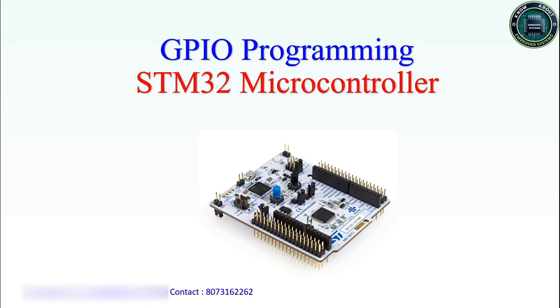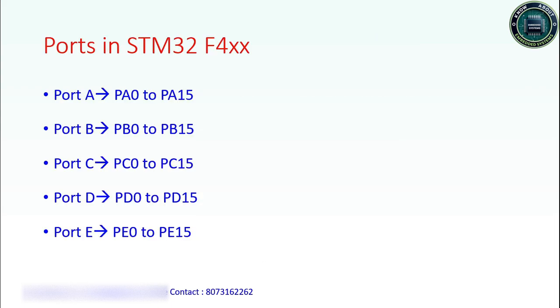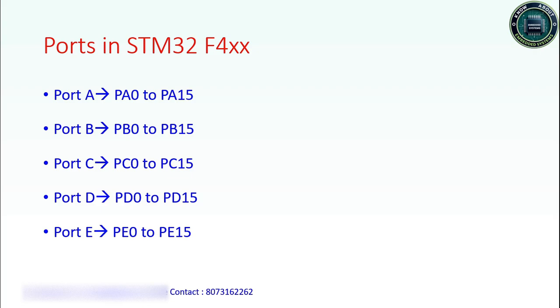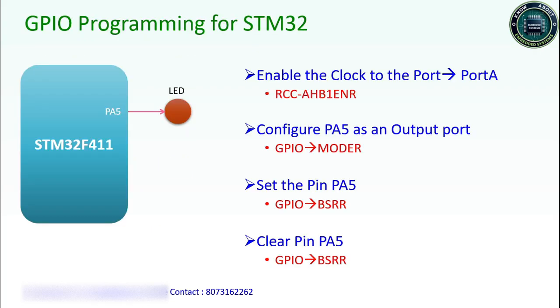So guys, in the last video I explained about what the different registers are, what the different ports are, and which registers we're going to use in order to develop the programming. If you have not watched that video, I'll put the link in the description box and in the iCard. Please watch that video as well to understand this programming. In the previous video, I explained what the AHB ENR is, what the mode register is, what the BSRR is, and how to set and clear. All these things I have already explained. Now let us directly jump in.